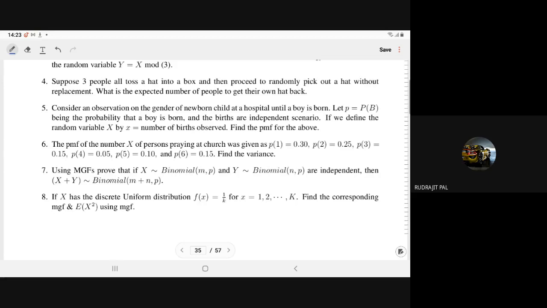If we define the random variable X as the number of births observed, find the PMF of X. You have to determine the PMF for the above.